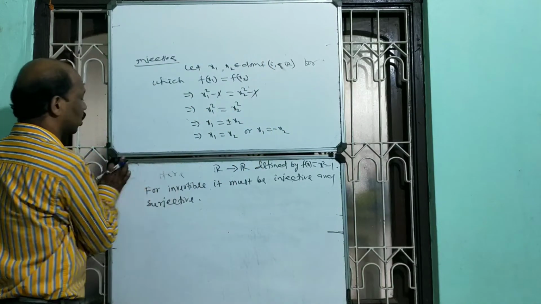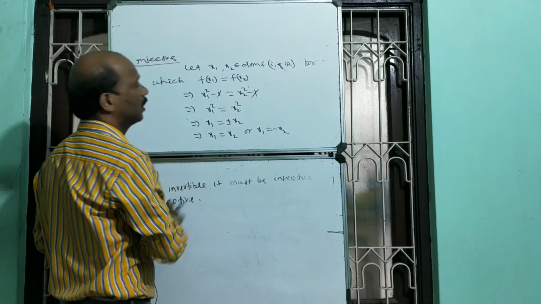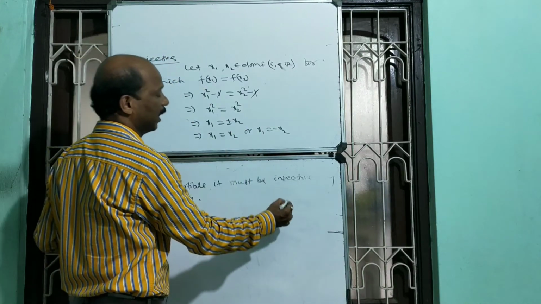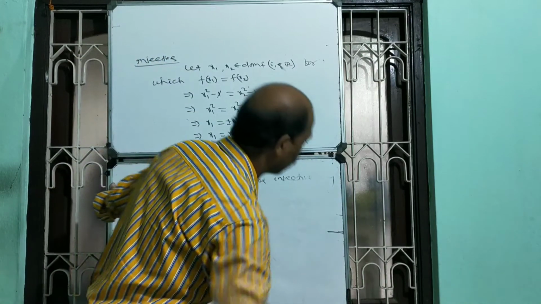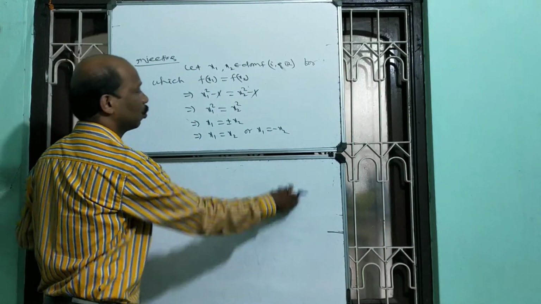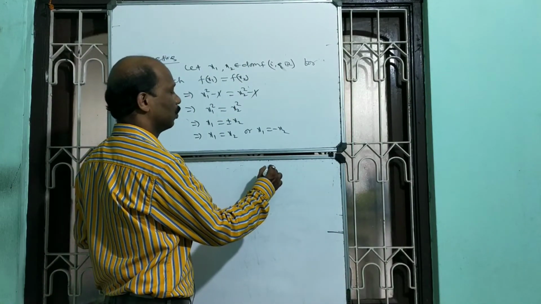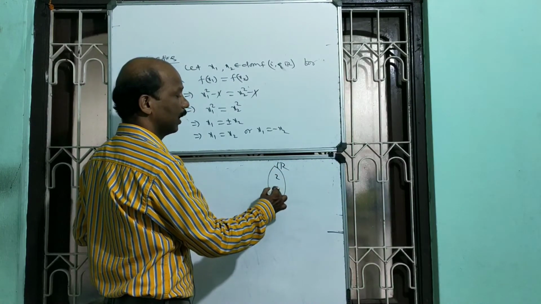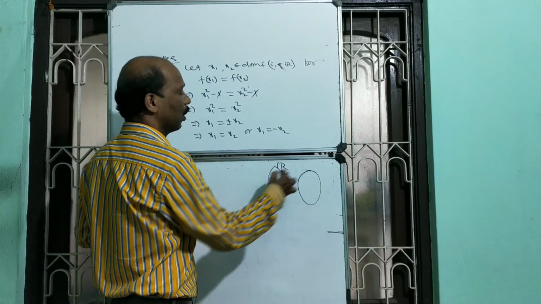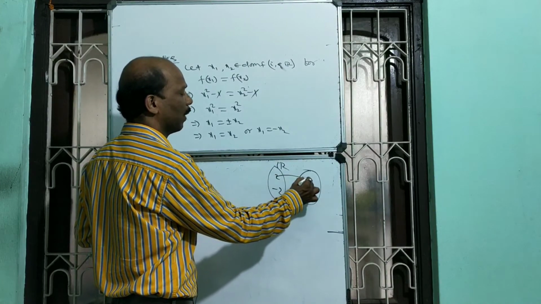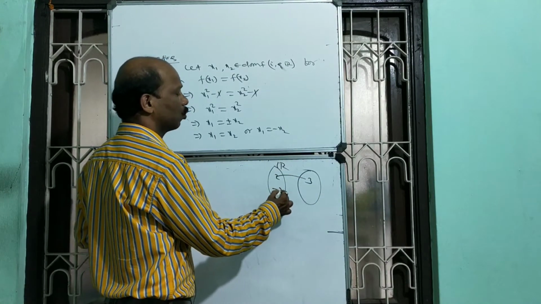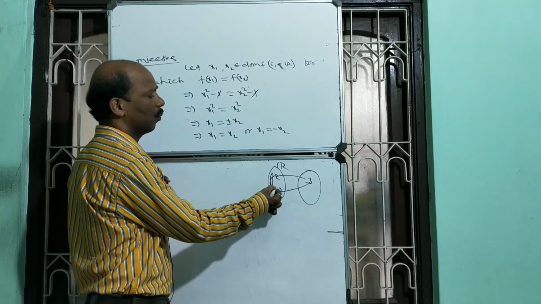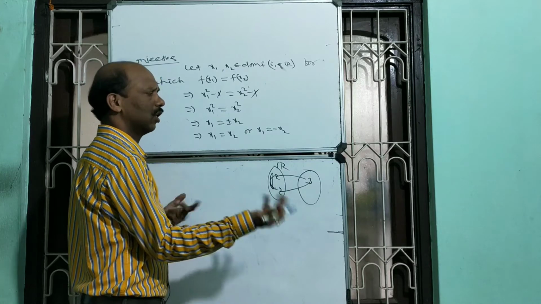The other condition, x1 is equal to minus x2, is satisfied in the respective domain. That means if you take x1 is equal to 2, then x2 is equal to minus 2. Here f of 2 will be equal to 4 minus 1, that is 3. f of minus 2 is also 4 minus 1, that is 3. That means two different elements in the domain have the same image. So it is not injective.